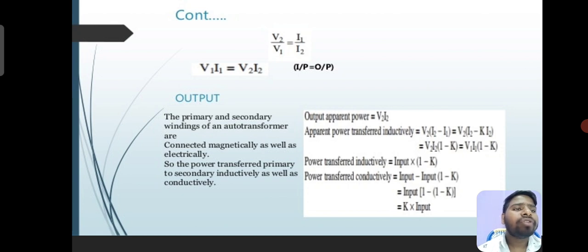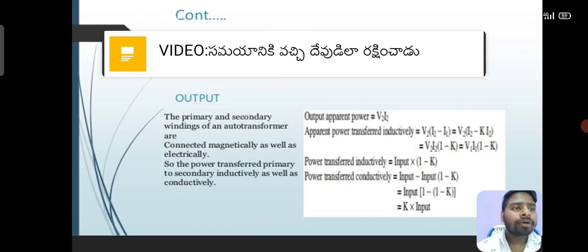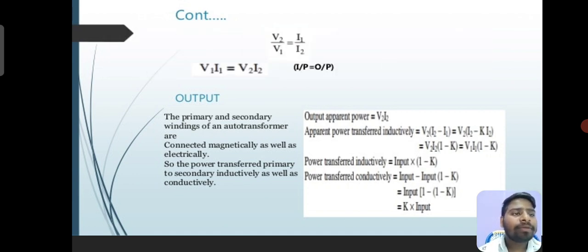Output apparent power is V2 I2. Apparent power transformed inductively = V2 (I2 - I1) = V2 (I2 - K I2) = V2 I2 (1 - K) = V1 I1 (1 - K). Power transferred inductively = input x (1 - K). Power transferred conductively = input x K.